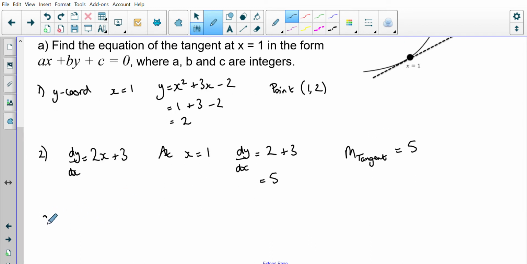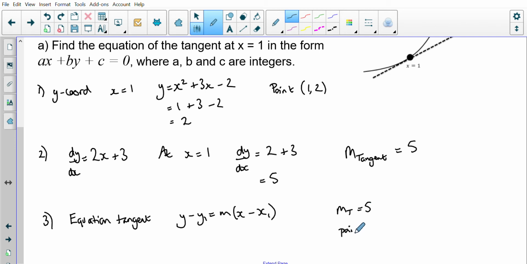So what we're going to do finally is find the equation of the tangent using y minus y1 equals m(x minus x1). So we know the gradient of the tangent is equal to 5, and we've got a point on the tangent. We know that the point here, (1, 2), lies on the tangent. So we're going to substitute those into here.